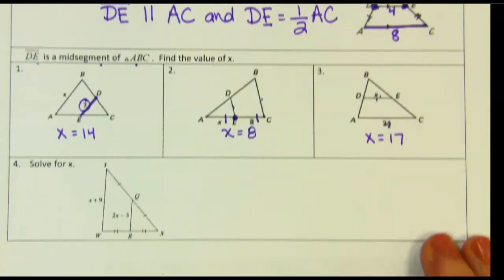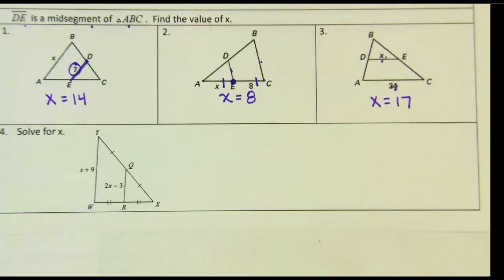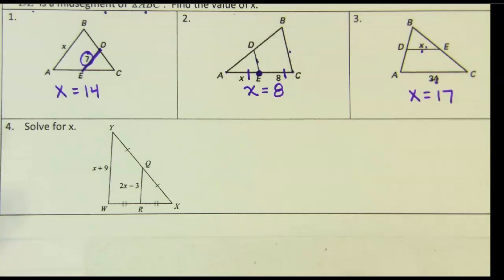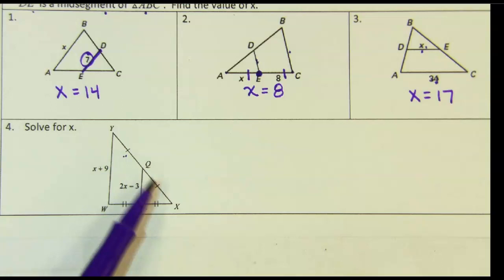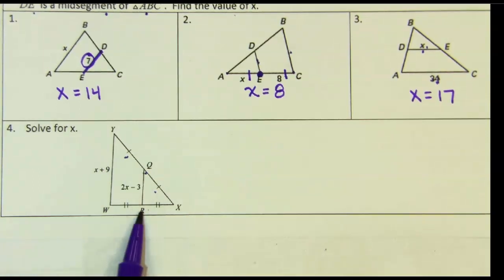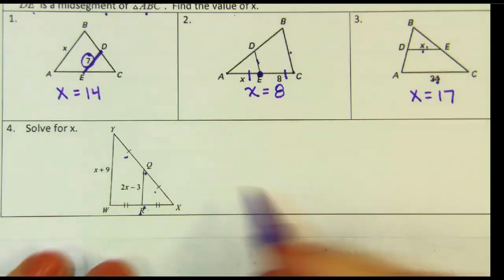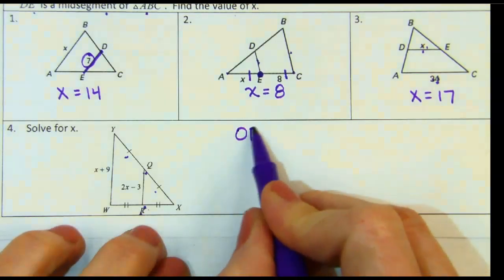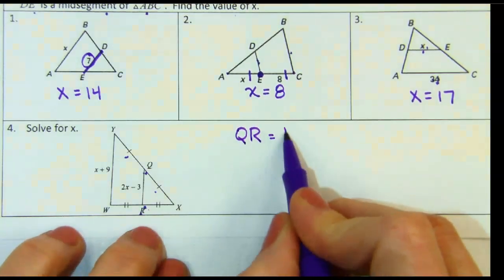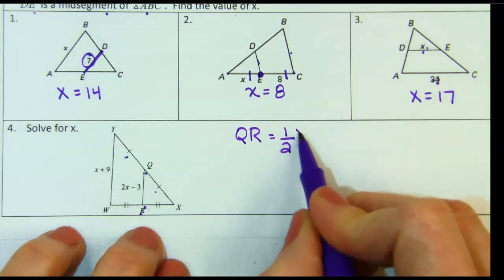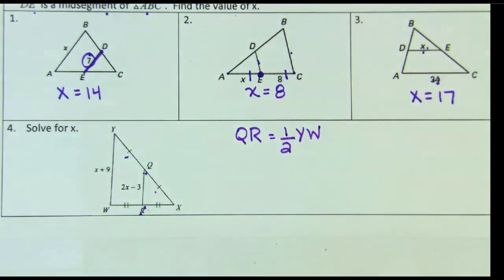Now, question 4 is an algebra problem. You just need to pay attention to what's all going on, and it's actually not that bad. First, you must have a midsegment. Now, you know QR is a midsegment because of these markings. Q is a midpoint, R is a midpoint. Therefore, QR is a midsegment. Now, remember the rule. QR is 1/2 of YW because it is the third side.